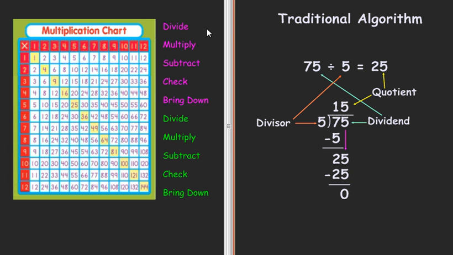Things you need to have written down are your multiplication chart, and then you need to have divide, multiply, subtract, check, bring down. It is your list of operations so that you know what to do in which order.